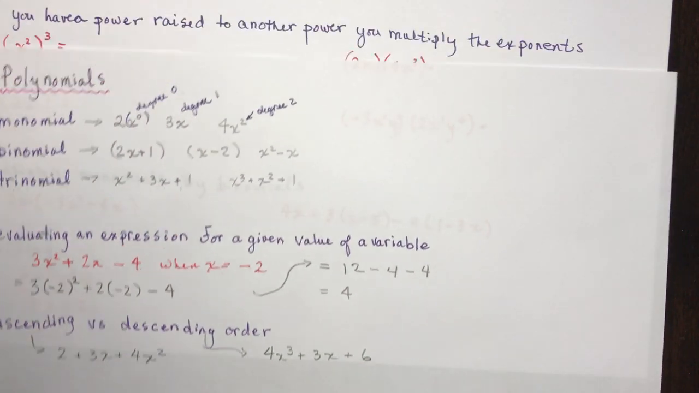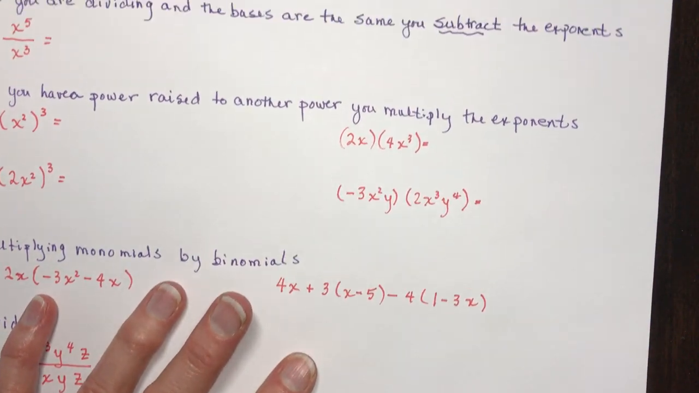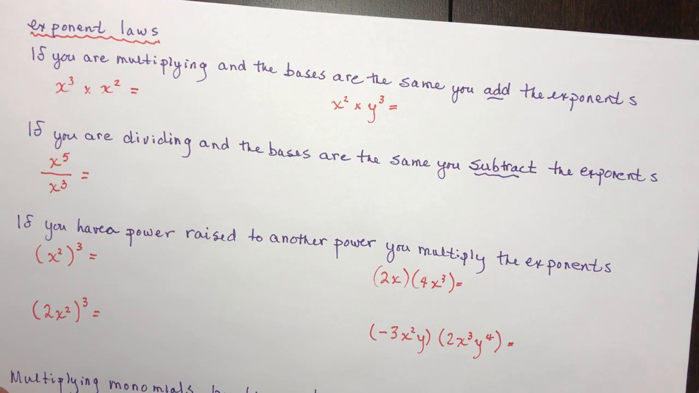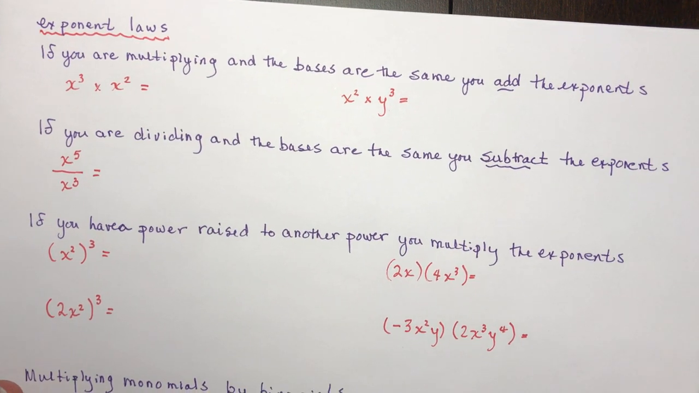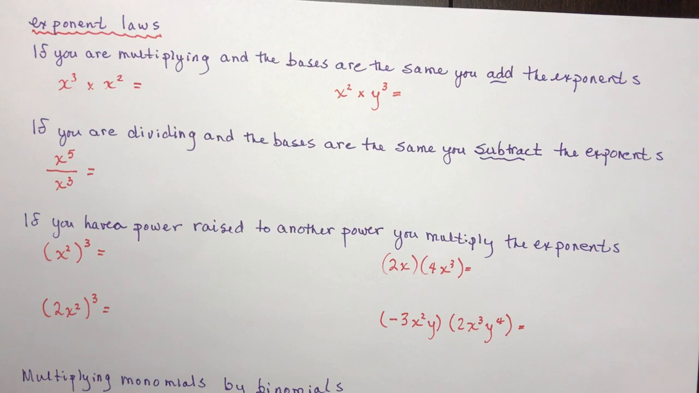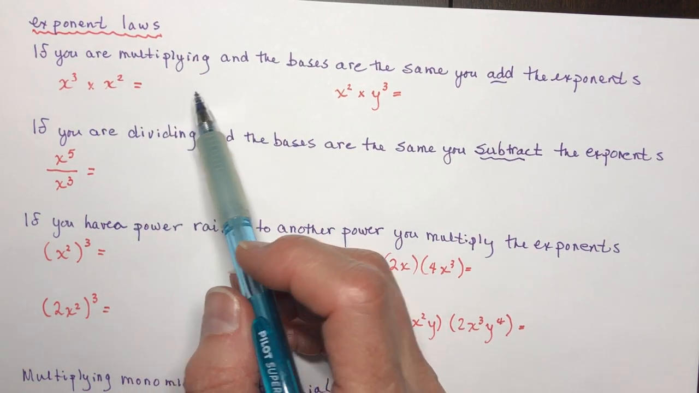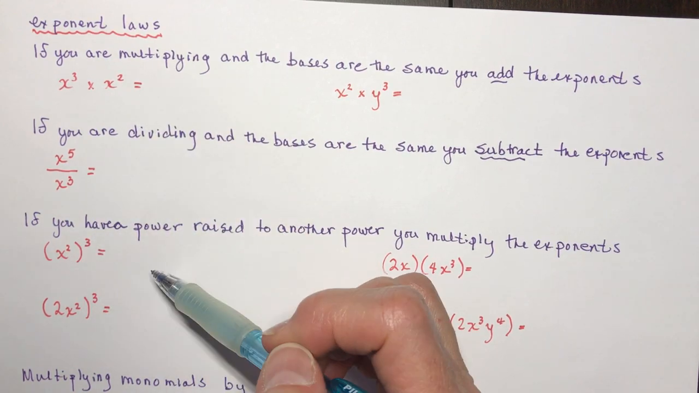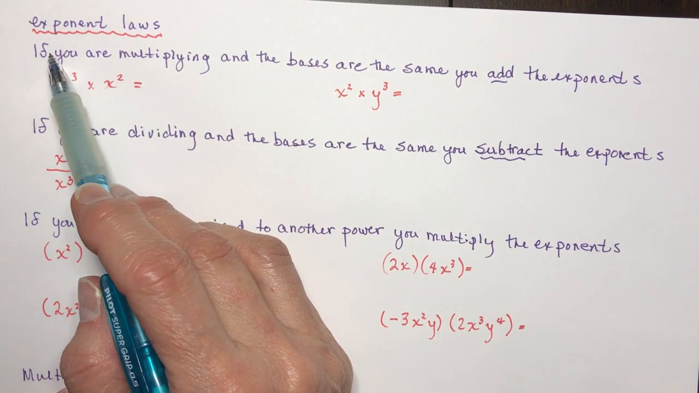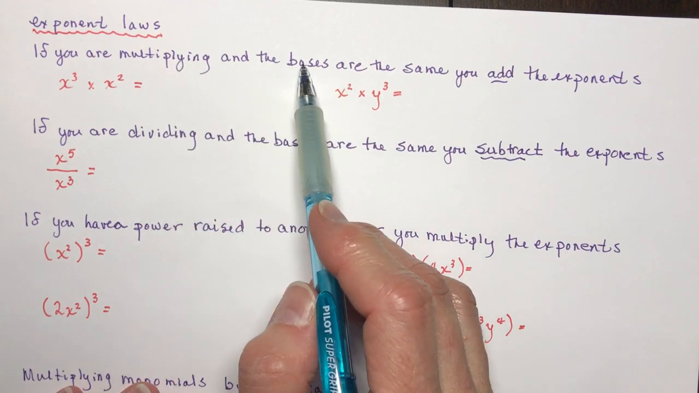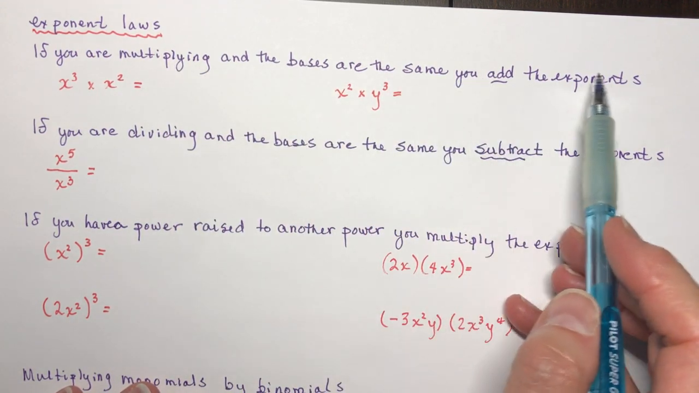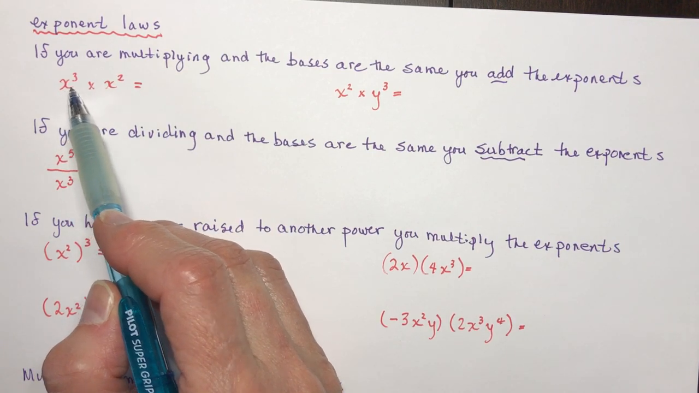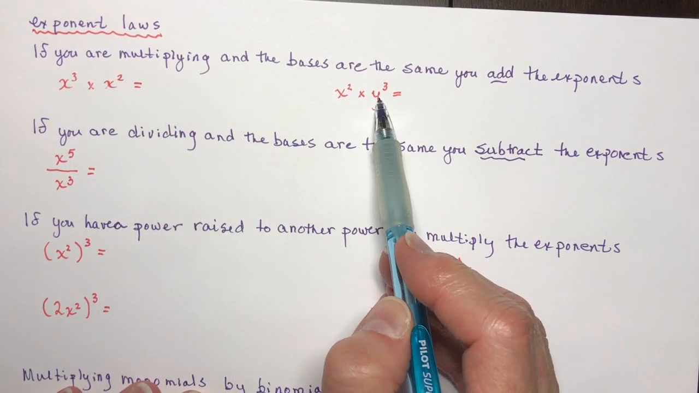Okay, so let's go on to some exponent laws, which you have covered probably since grade 9, maybe even grade 8. I'm not sure when they start this because I never taught elementary school. But exponent laws, you have to know them in order for you to be able to multiply and divide. So the first basic rule says if you are multiplying and the bases are the same, you add the exponents. So the base is this number here. This is a base. This is a base.